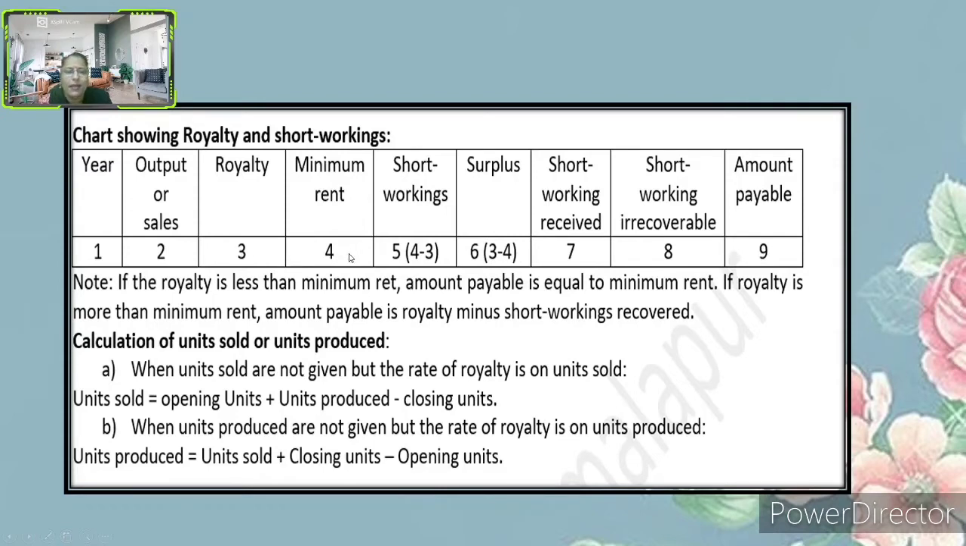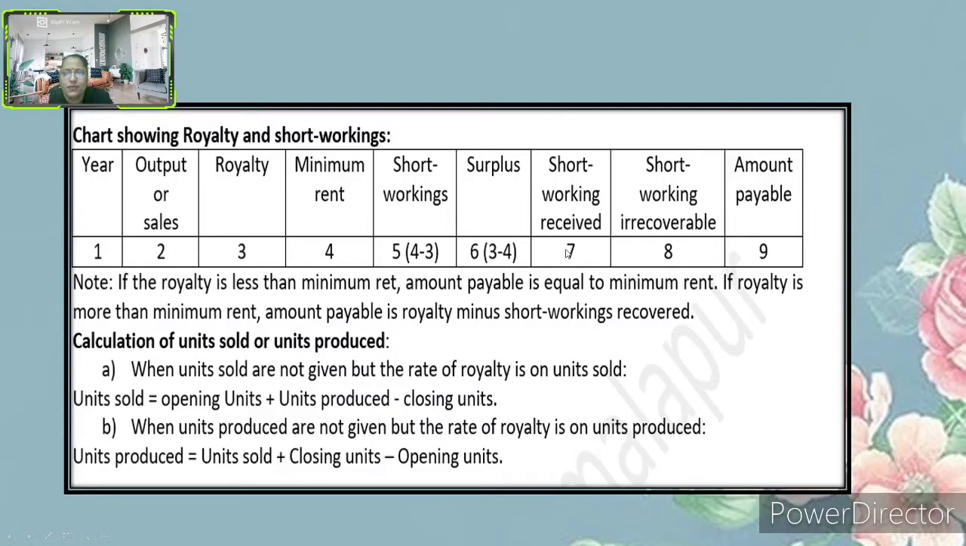Then the minimum rent we have to take here under the 4th column. And this is a very important one, short workings. Here, the 5th column, we get it as 4 minus 3, that is, minimum rent minus royalty. Then the 6th column will be the surplus, that is 3 minus 4, royalty minus minimum rent.